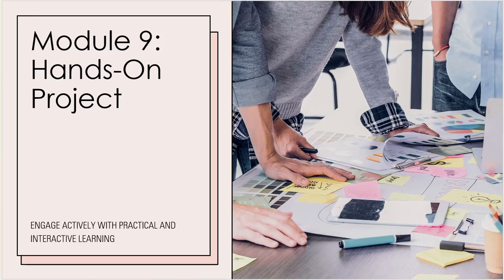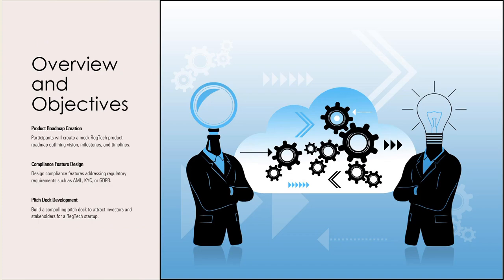So let's first start with the introduction to module 9, so you can understand very well what we are going to learn from this video. Here we first discuss the overview and objective of the hands-on project development. This module focuses on practical application within the RegTech domain, emphasizing hands-on experience in product development and strategic planning. So we mainly discuss how to do product development and how to manage the strategies, and the objectives of this module are three.